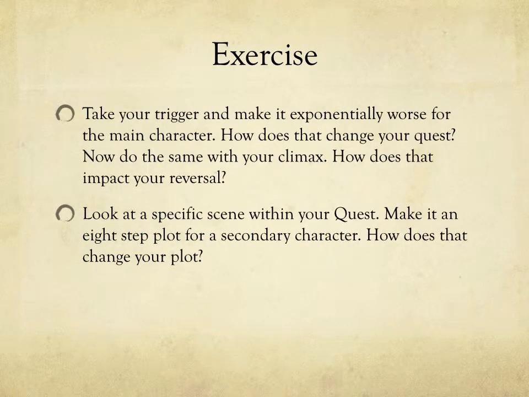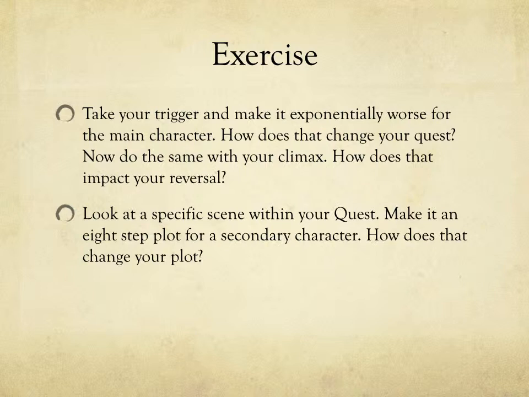All right, so here we are at the end, and here are our exercises. One of the things you can do is take your trigger and make it exponentially worse for the main character. How does that change your quest? Now do the same with your climax. How does that impact your reversal?